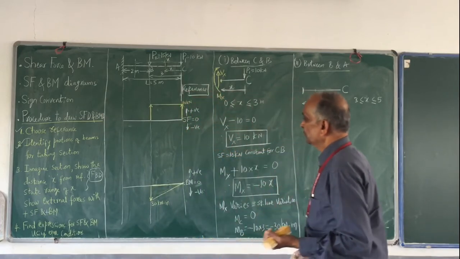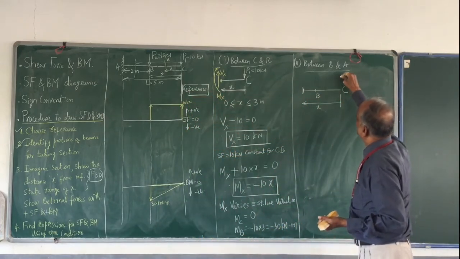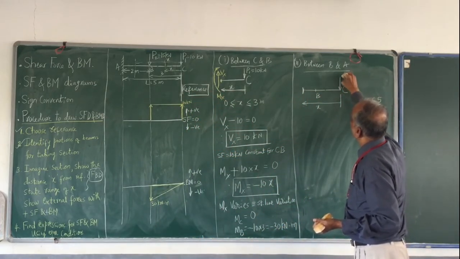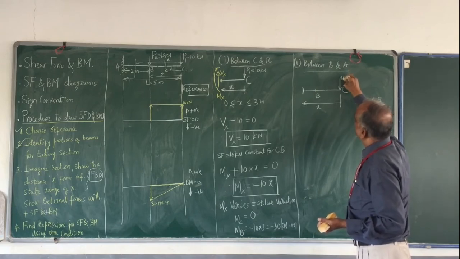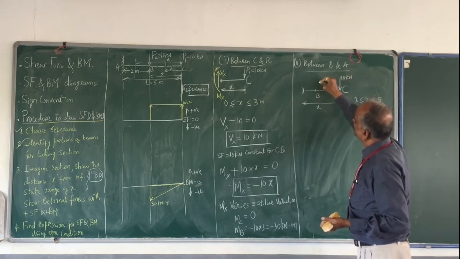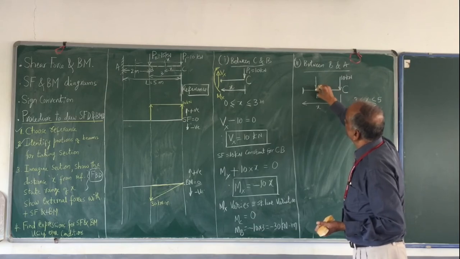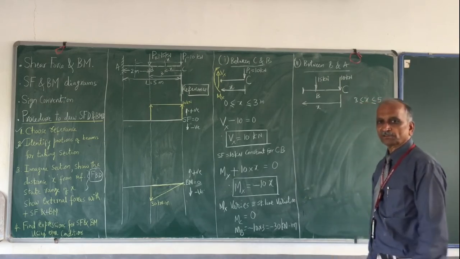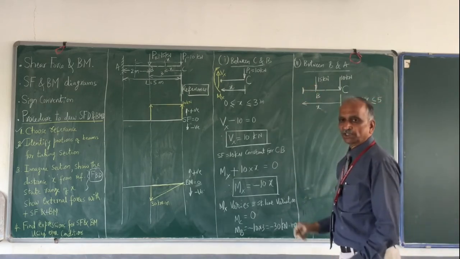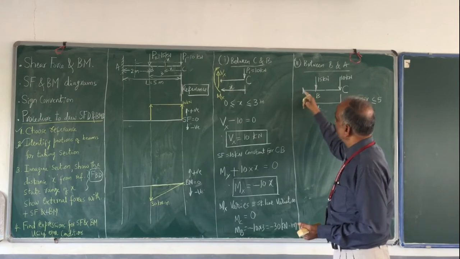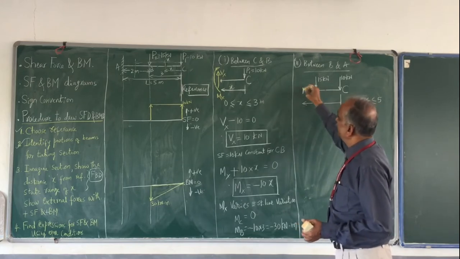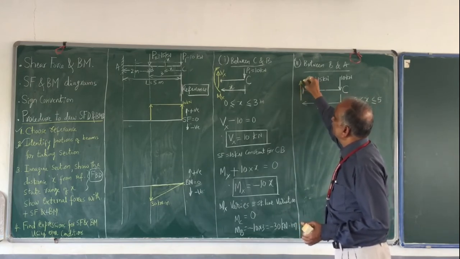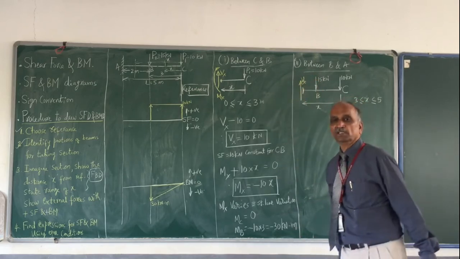Fine. Show external forces. At C, I have a force of 10 kilonewton. At B, I have another force, how much? It is 15 kilonewton. These are the external forces. Now show positive shear force here. The portion of the beam is on the right hand side, therefore the positive shear force is like this, Vx.